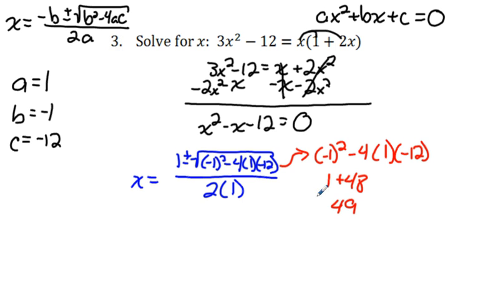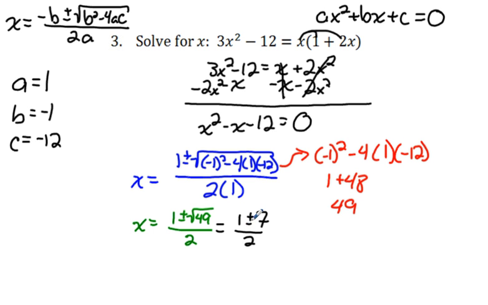And this part right here, I'm going to plug back in where I took it out. So I'm going to plug it back in underneath the radical. So we get x equals 1 plus or minus the square root of 49 divided by 2 times 1, which is 2. Now we know what the square root of 49 is. Square root of 49 is 7. So this is the same thing as 1 plus or minus 7 divided by 2.